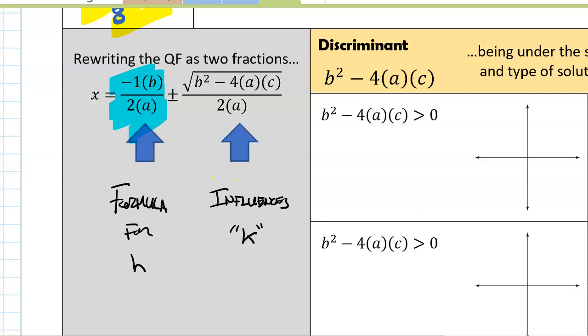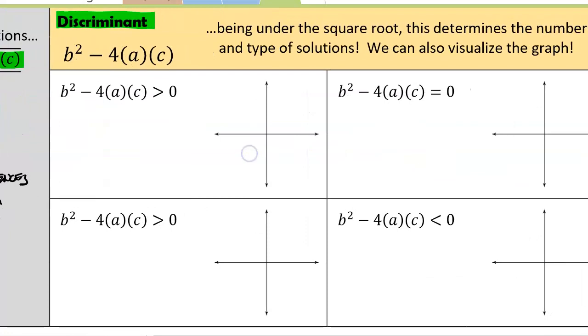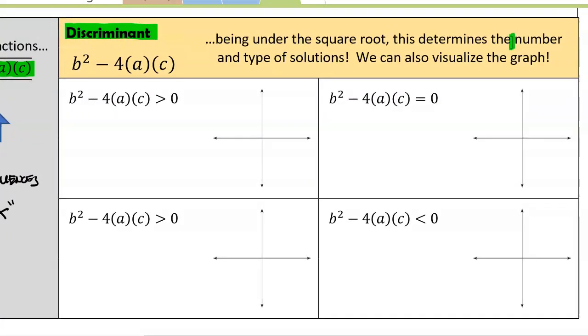Hey, that's great. Well, that makes the question then that this second piece affects, or another way, influences our k value. Specifically, the b squared minus 4ac really affects whether this graph, where this graph is going to have its vertex, whether it's going to be above the x-axis, on the x-axis, or below the x-axis. So we give a special name for this b squared minus 4ac, and it's called the discriminant. And it is very, very important in that it determines the number and type of solutions, right? Also, it kind of helps us visualize the graph.